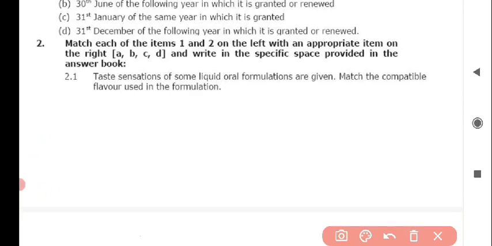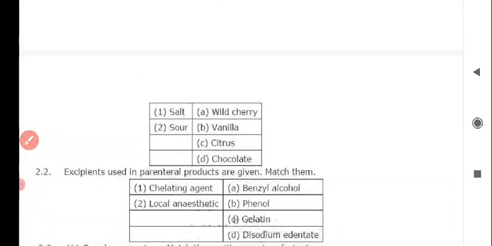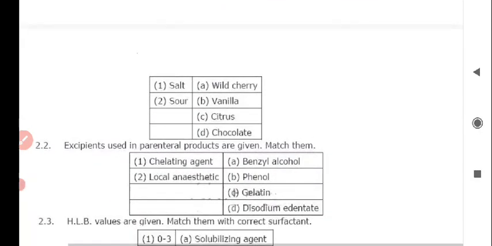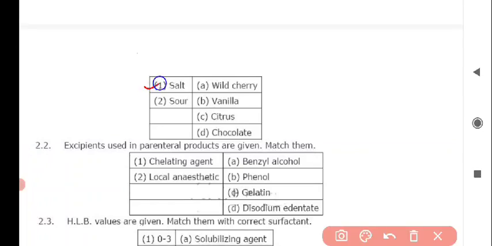Taste sensations of some liquid oral formulations are given, match the compatible flavor used in the formulation. So in this, for the first option, for the salt, the correct answer is option D, that is chocolate, and for the second option, that is sour, the correct answer is citrus.